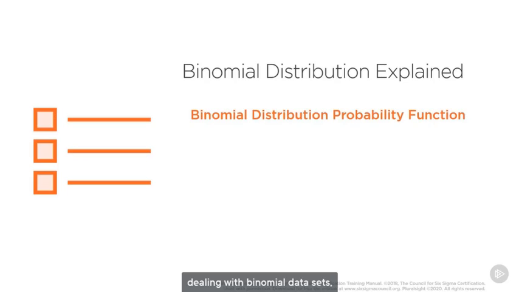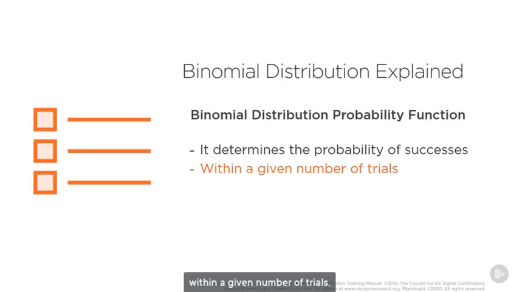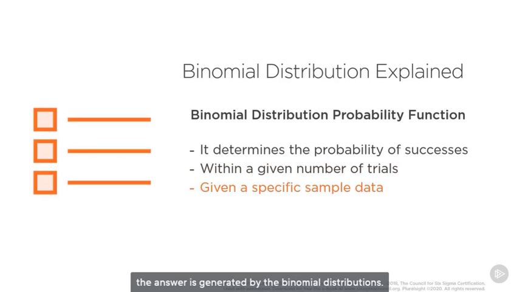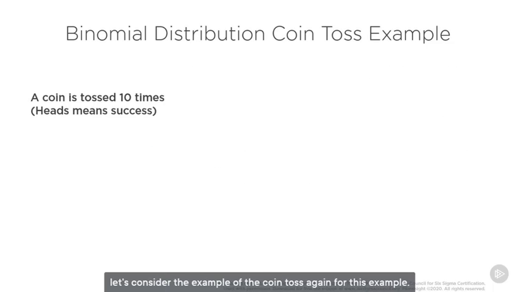When you are dealing with binomial datasets, you can use the binomial distribution probability function to determine the probability of the number of successes you'll have within a given number of trials, given the sample data you have. The answers generated by the binomial distribution probability function correlate to the histogram generated by Minitab we just saw, given the same information. To understand what we mean by this, let's consider the example of the coin toss again.